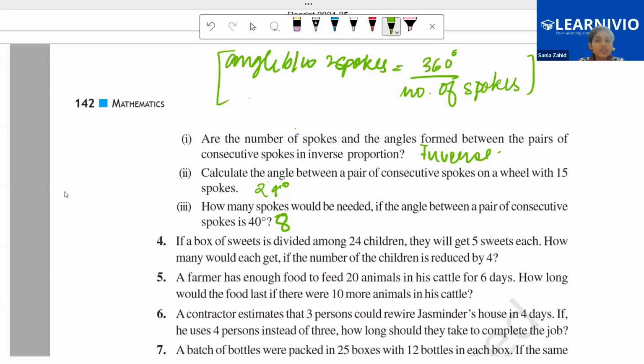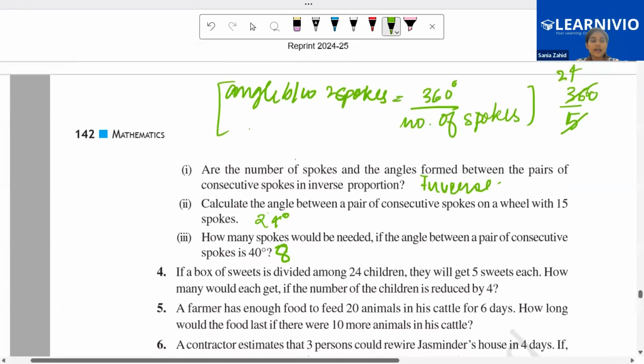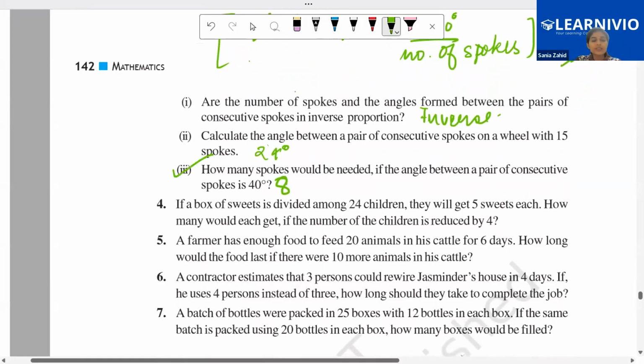So you do 360. What is the number of spokes? You do 360 by 15. So 15 into 2 is 30. Then 6 carried. 15 into 4 is 60. So you get 24 degrees. Okay. Understood? Yes, ma'am. Okay. I hope the question is clear. And similarly, the third one, do you understand the third one as well? Yes, ma'am. Any doubts? No, ma'am.